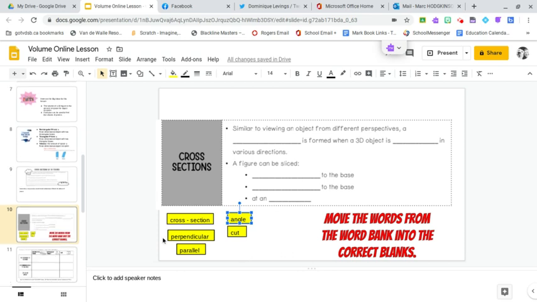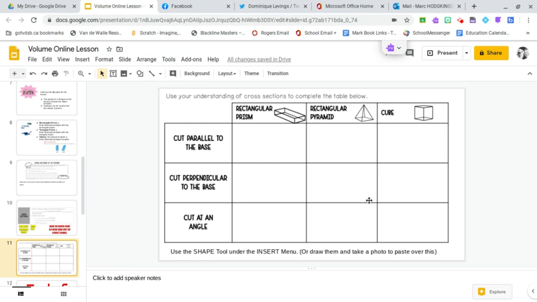The next activity is a little trickier. We're going to look at the idea of a cross section and complete the table below. So if we had a rectangular prism and we were to cut it parallel to the base, what would the cross section look like? If we had a rectangular pyramid and cut it parallel to the base, what would the cross section look like? And then the same thing for a cube. What if we cut it perpendicular to the base? And what if we cut it at an angle?